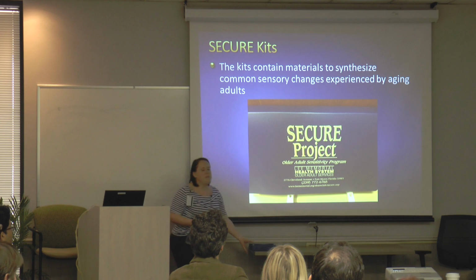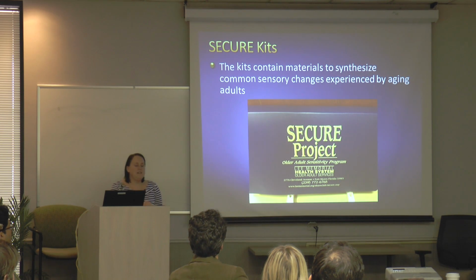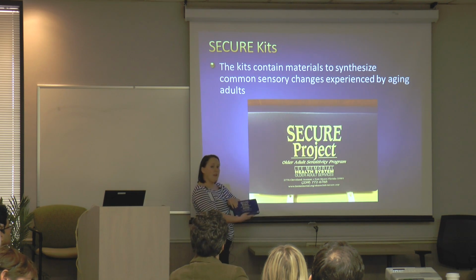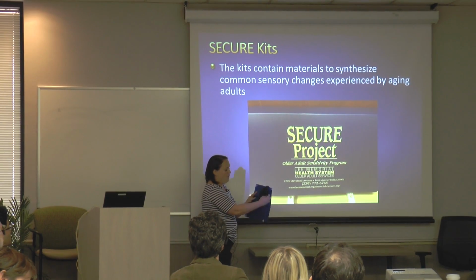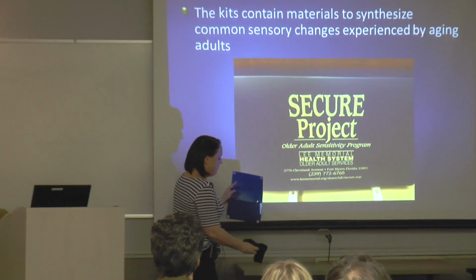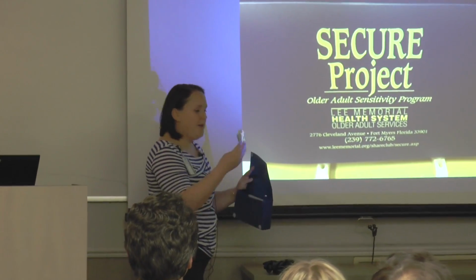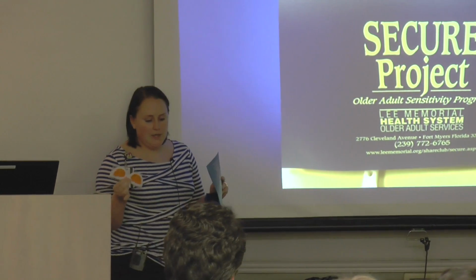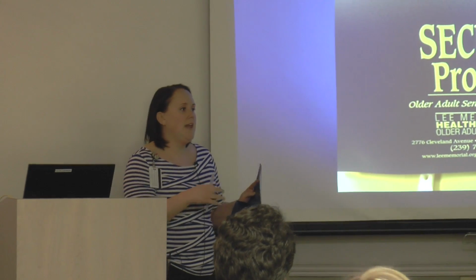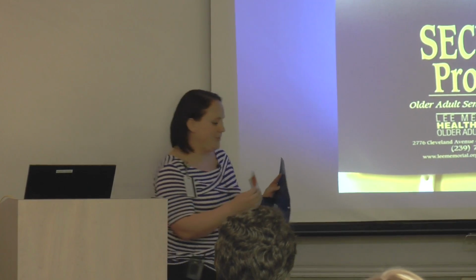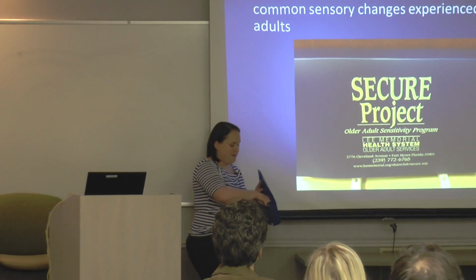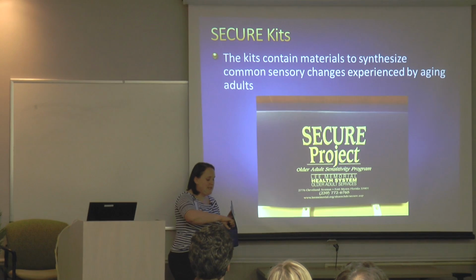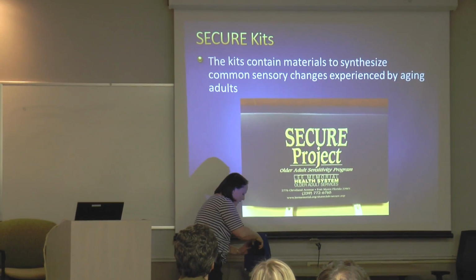The kits contain materials that synthesize common sensory changes experienced by older adults. I just have one here for you to see. When you pull it out, it has things like these gloves. I've got pictures so y'all can see the students interacting with them, and then the glasses. The glasses simulate everything from age-related yellowing of the eye to glaucoma to macular degeneration. And it also has a little pill bottle. If you ever use these, ask people not to eat them, because they are sugar pills and other people touch them.